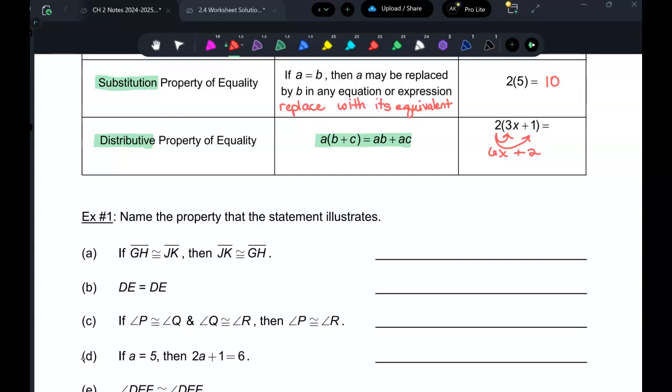So substitution is when you replace something with its equivalent. There are different ways I could use substitution property. For example, if I said x equals 1, then 2x plus 3 would be what? What would I do with this? You would substitute in, right? So I would replace the x with the 1. So that would make this equal to 5. So that would be substitution.